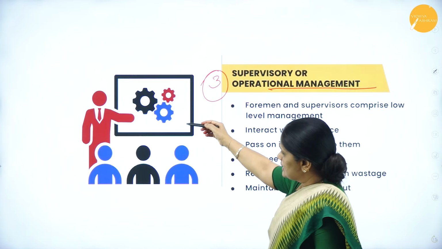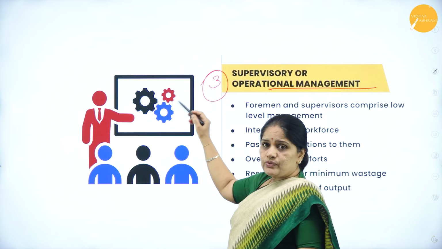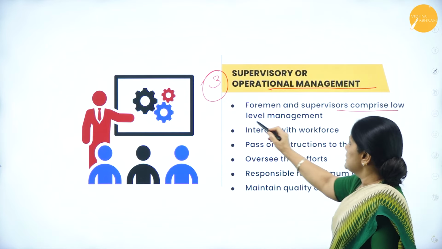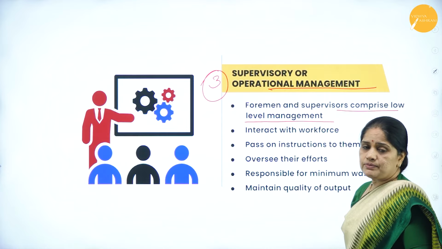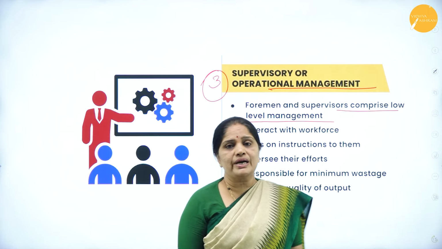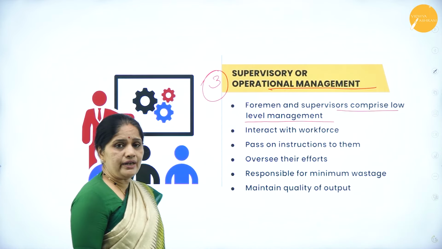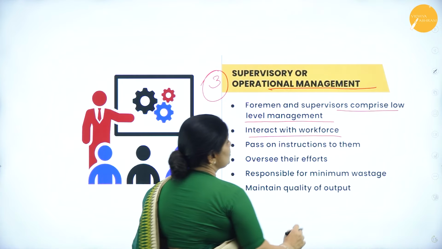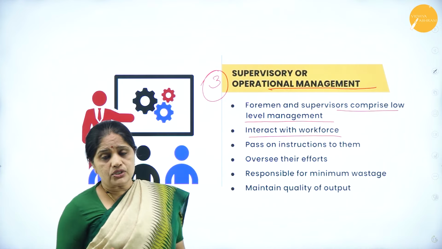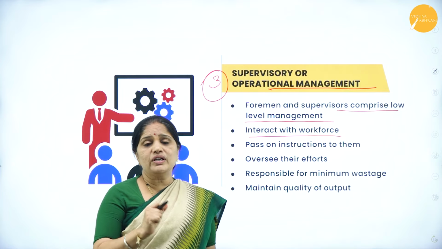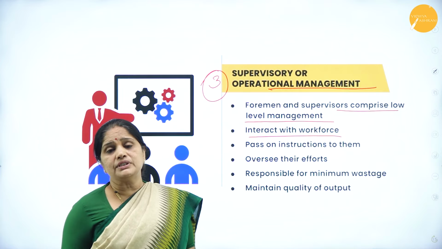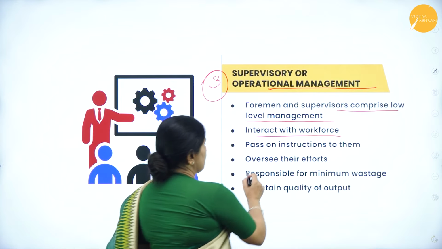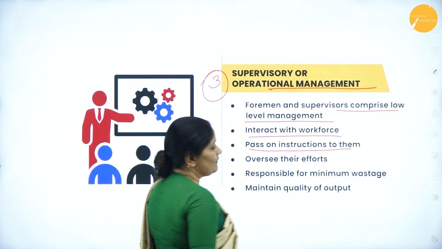We can see here that all the technical aspects will be discussed here. Foremen and supervisors comprise the lower level of management. All the foremen and the supervisors will be lower level management. These are the people who will actually be interacting with the workforce. They will be the force who will get the actual job done with the help of the labor. They pass on instructions to them. So they will direct them.